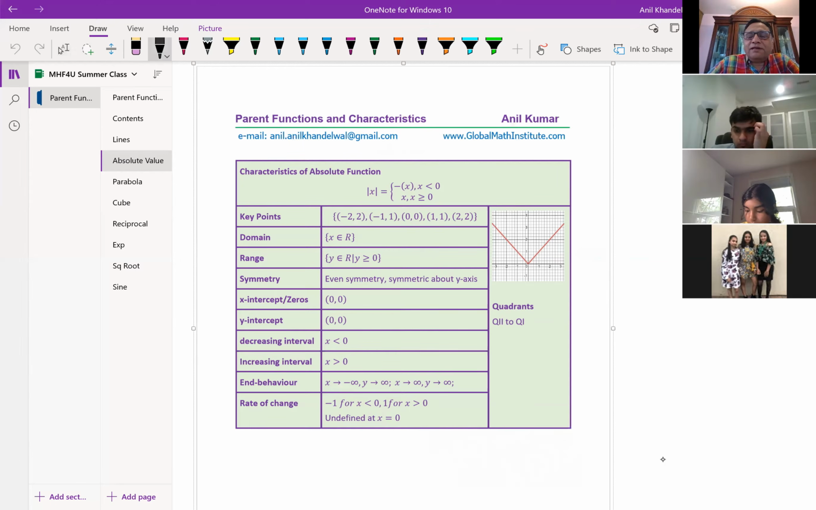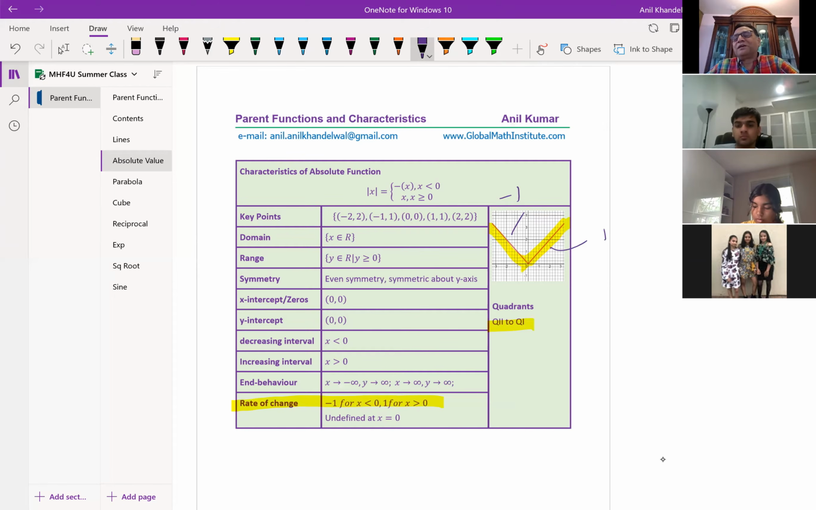The only thing which I've added here is that the absolute function goes from quadrant 2 to quadrant 1, correct? And another important thing here is to consider the rate of change. If you compare with the line, it has a constant rate of change of 1 always, right? So here the rate of change is 1. But on this side, the slope is negative. Do you see that? So here the rate of change is minus 1. So that becomes a difference between the absolute function and the linear function, the line. Is that clear to you? A major difference between the two.